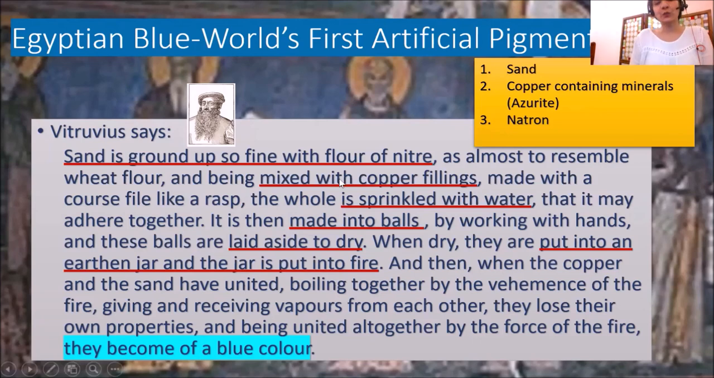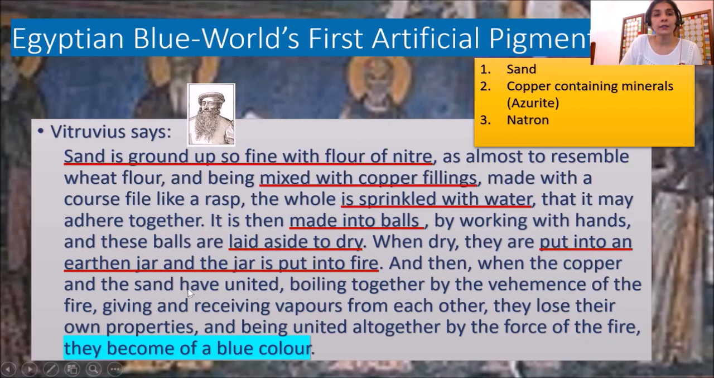So these are his words, but basically they were grinding the sand and copper minerals, azurite, and also natron. Natron is sodium, baking soda, and a mixture of baking soda and salt. All this was crushed with a flour of nitre, it's written. So sand, natron and the copper mineral were sprinkled with water, balls were made and laid to dry, then put in the earthen jar, and the jar is put in fire. After the ball is heated for long, it is crushed, and we get the pigment, which is much more durable. It has lasted thousands of years.